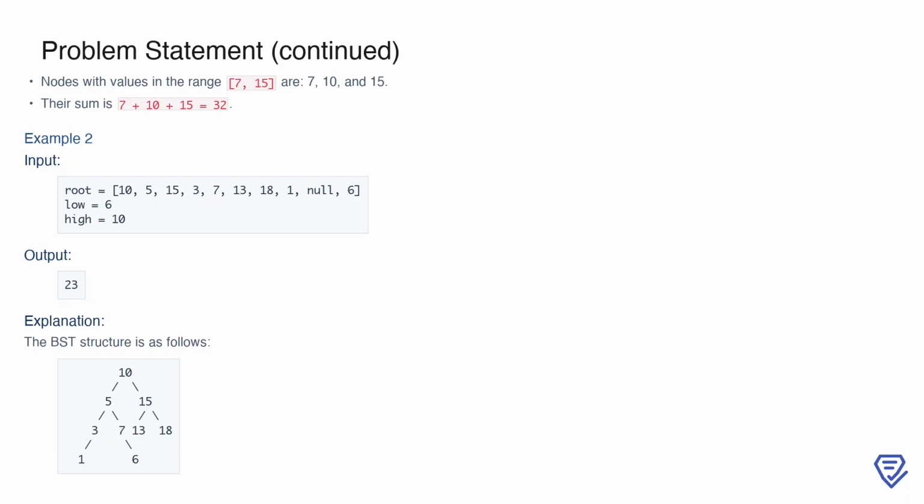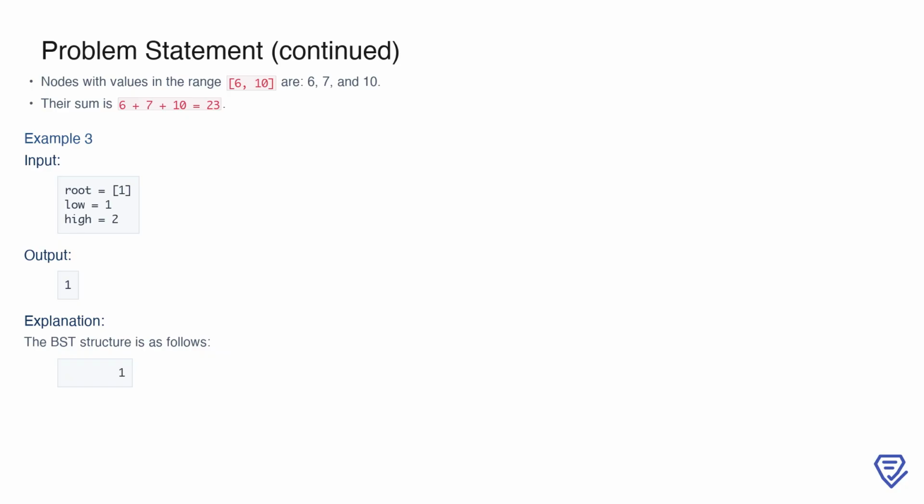Now, let's consider another example with a slightly more complex tree structure. For the second example, the BST is represented as 10, 5, 15, 3, 7, 13, 18, 1, 0, 6, and the range is 6 to 10. The tree structure shows 10 as the root node, with 5 and 15 as its left and right children, respectively. Node 5 has children 3 and 7, while node 15 has children 13 and 18. Additionally, node 3 has a left child, 1, and node 7 has a left child, 6.